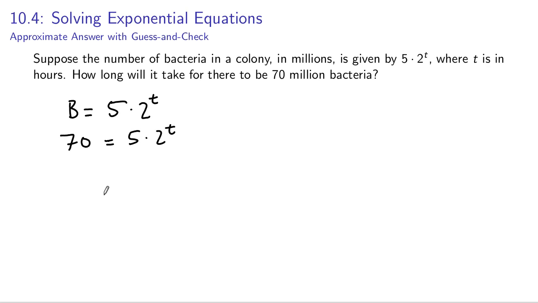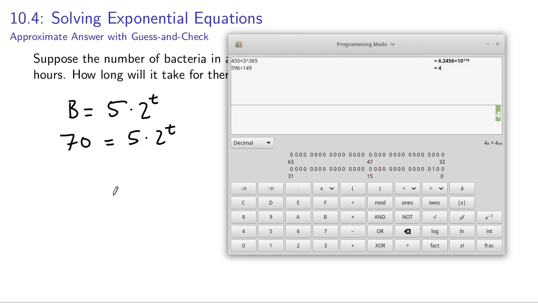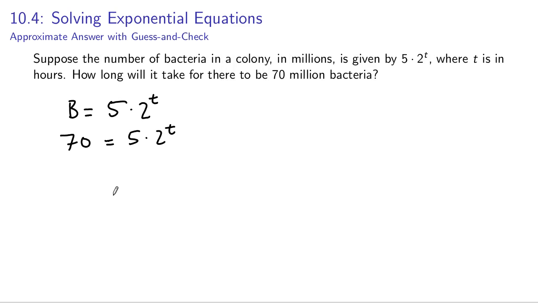Dividing both sides by 5, 70 over 5 is 14. So we have 14 equals 2 to the t. There's no integer power we can write. 16 would be 2 to the 4th, and 8 would be 2 to the 3rd, so we can guess that t is somewhere between 3 and 4. Let's go over that logic for a second. 2 cubed is 8. 2 to the 4th is 16.